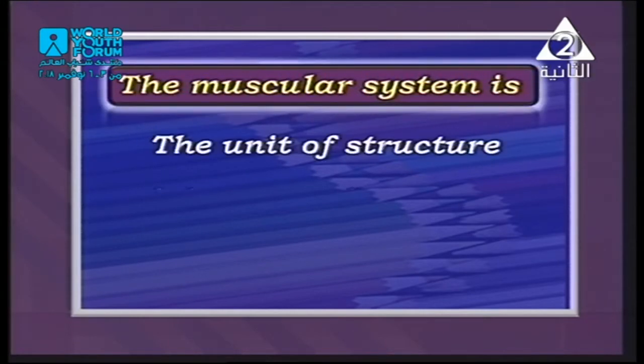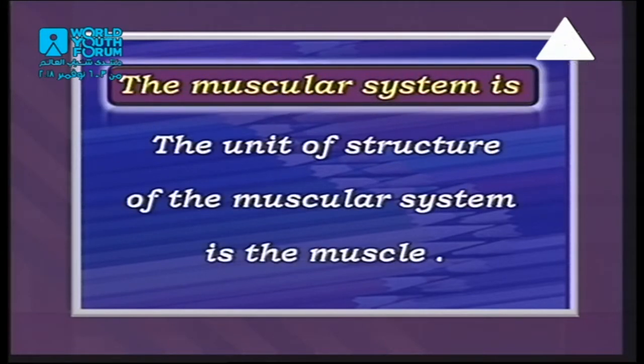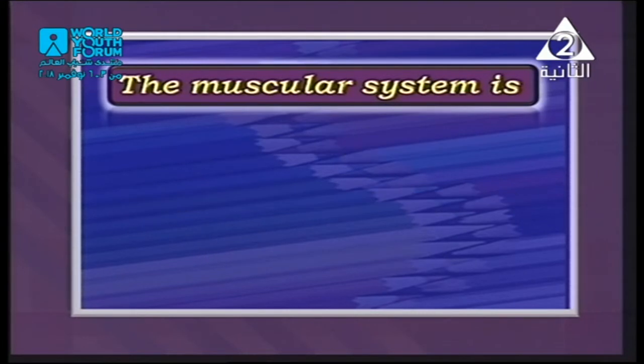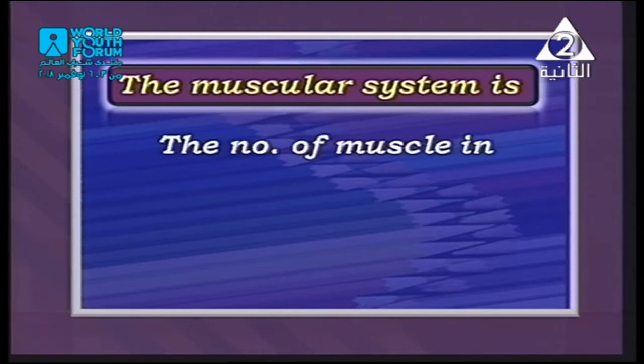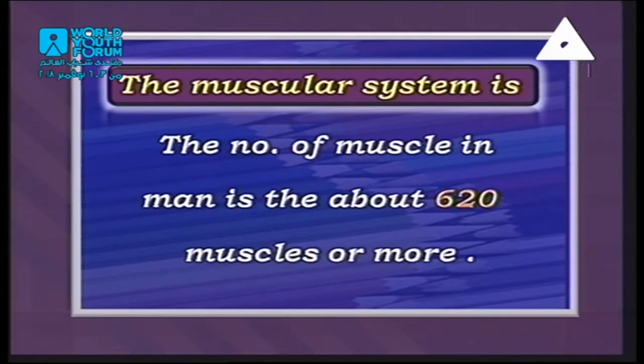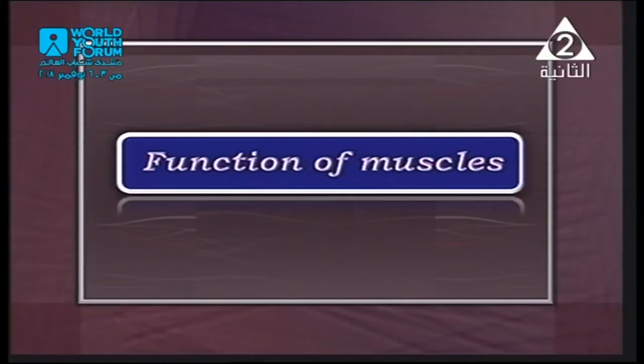The unit of the muscular system is called the muscle cell. We have a number of muscles inside our body, about 620 muscles or maybe more. We need to know the function of the muscles, and after that we go directly to study the different mechanisms of movement of muscles. We have different functions for the muscles. Like what?